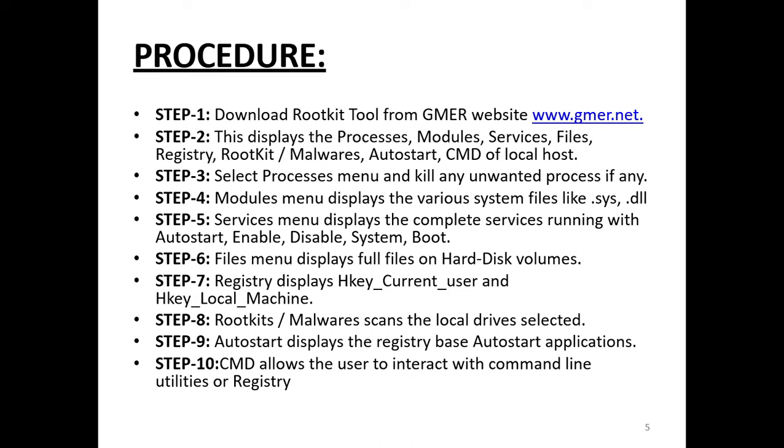In step 7, registry displays HKEY current user and HKEY local machine. In step 8, the rootkit malware option scans the selected local drives. In step 9, auto start displays the registry based auto start applications. And in step 10, CMD allows the user to interact with the command line, utility or registry. So these are the procedure, and all these options are available after installing the rootkit tool in our system.